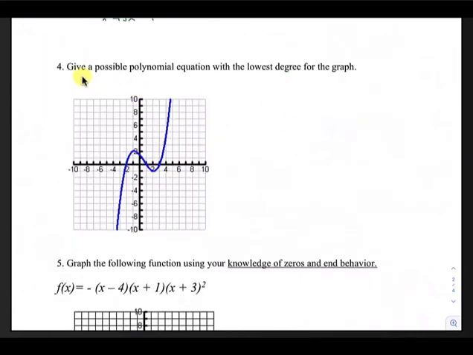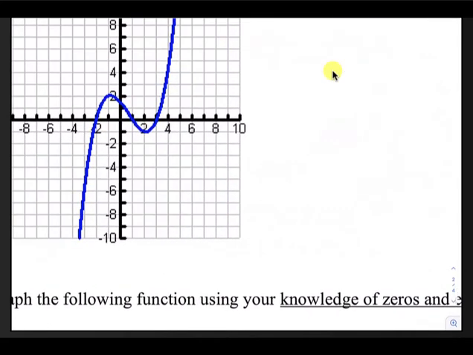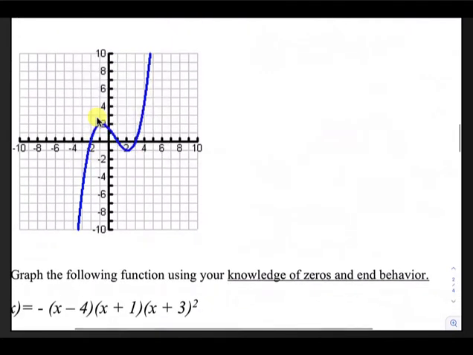All right, question 4. Give a possible polynomial equation with the lowest degree for the graph. So let's kind of zoom in on the graph. We can see it's crossing the x-axis at -2. So the factor for a 0 of -2 would actually be x plus 2. So we can start by saying f of x equals the factor of x plus 2. We can see that the graph crosses the x-axis at +1, and the factor for +1 would be x minus 1.